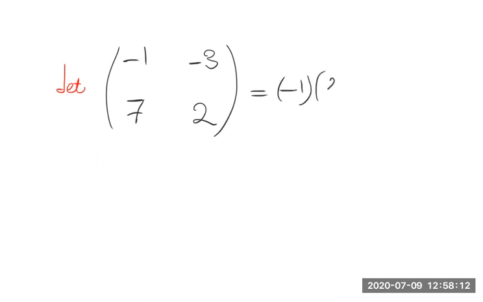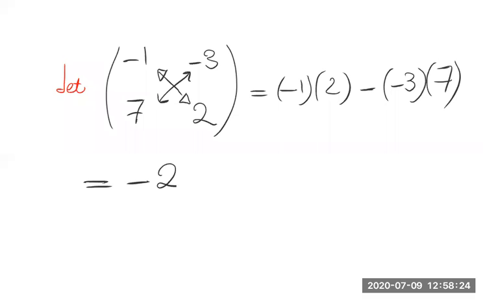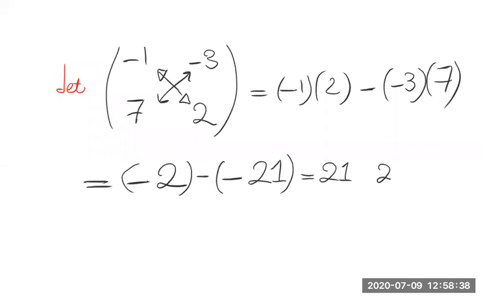Say, what is the determinant of minus 1, 3, 7, 2? Well, it would be minus 1 times 2, multiplication of these two, minus multiplication of these two, minus 3 and 7. So minus 1 times 2 is going to be negative 2, minus negative 3 times 7 is going to be minus 21, but we have minus 2 minus 21, which is 21 plus 21 minus 2, which is 19. That would be the determinant of this one.